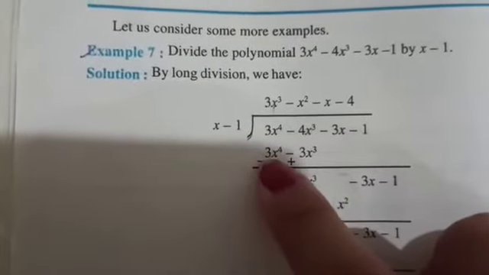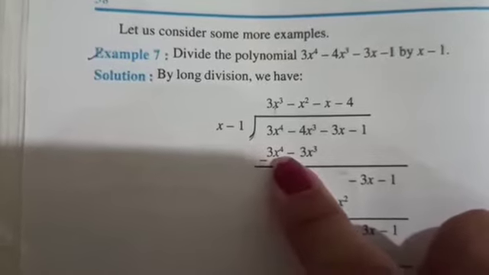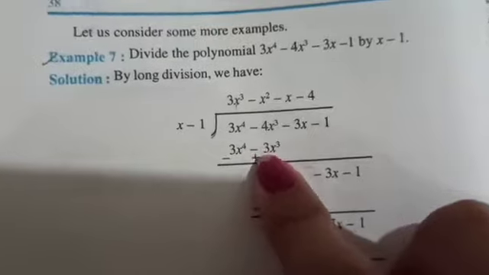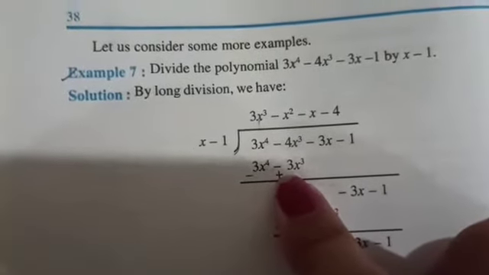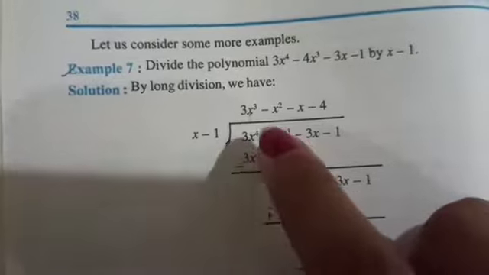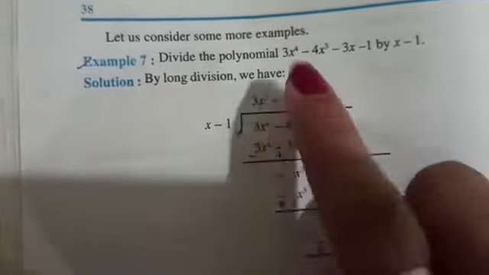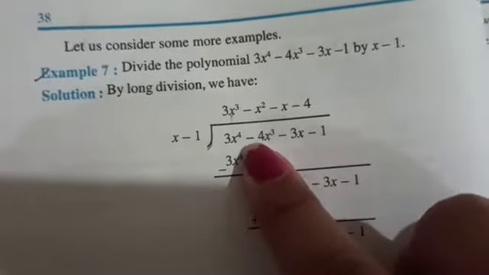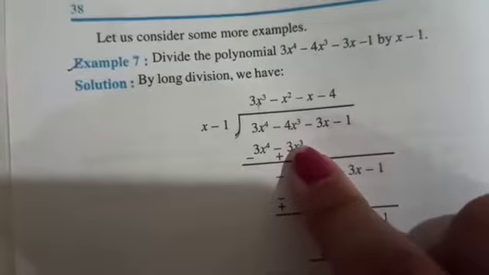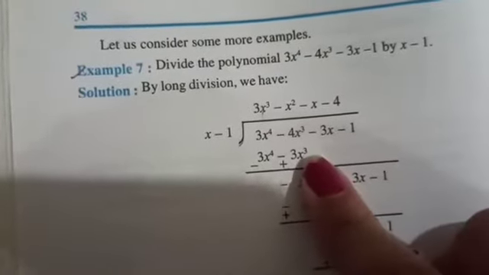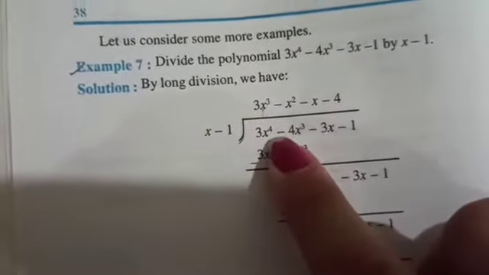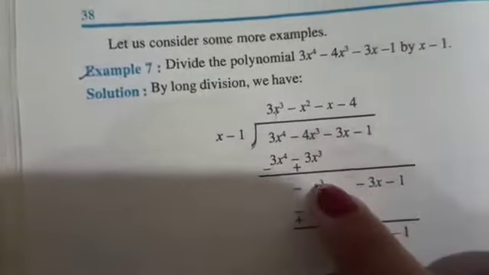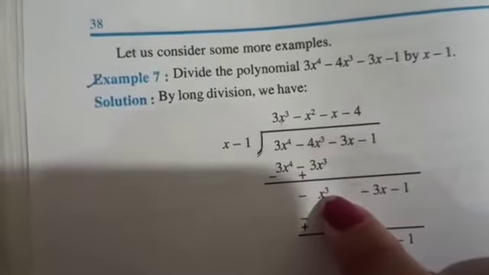As we have to cancel out the first term of the dividend, we will change the sign. This is plus 3x to the power 4, so it will become minus 3x to the power 4, and here we have minus 3x cube, so it will be changed to plus 3x cube. Now 3x to the power 4 and minus 3x to the power 4 cancel out and we get 0, and minus 4x cube and plus 3x cube. We need to subtract here, and 4 is greater with a negative sign, so the difference will be minus x cube.